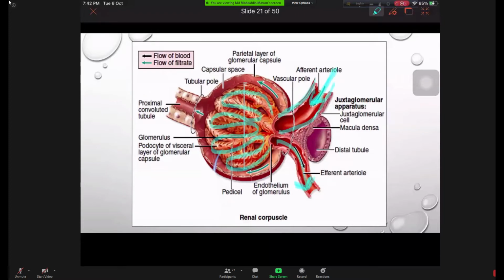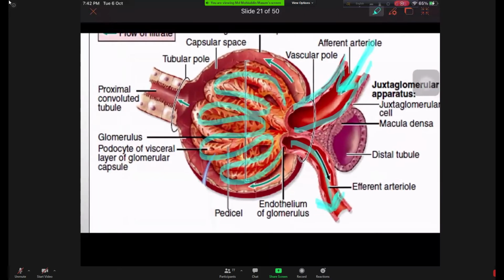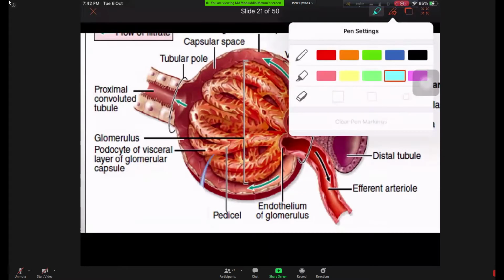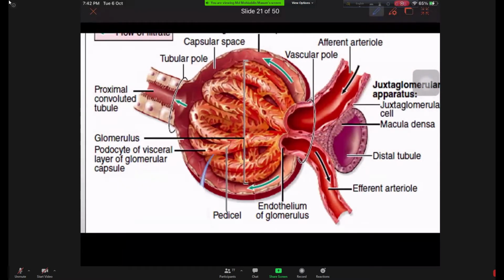So you can see here the inner part of the glomerular capillary plexus is lined by a specialized cell that contains multiple processes here. These cells are called podocytes. And you can see there is a gap in between these projections. So the capillary blood is filtered through these pores, and the filtrate goes to the proximal convoluted tubule.